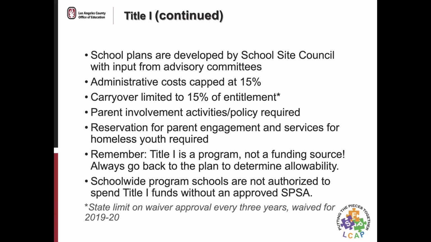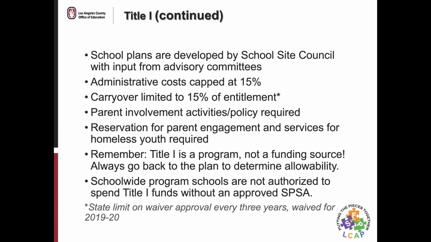The key thing to remember, and this is what gets lost: Title I is a program, it's not a funding source. It's not. It's, what is your Title I program? And that's a big takeaway I hope that you will take. You have to go back to the plan to determine allowability. You can't spend Title I funds without having an approved plan, because the only way you know if a cost is allowable is if it's tied to the plan.